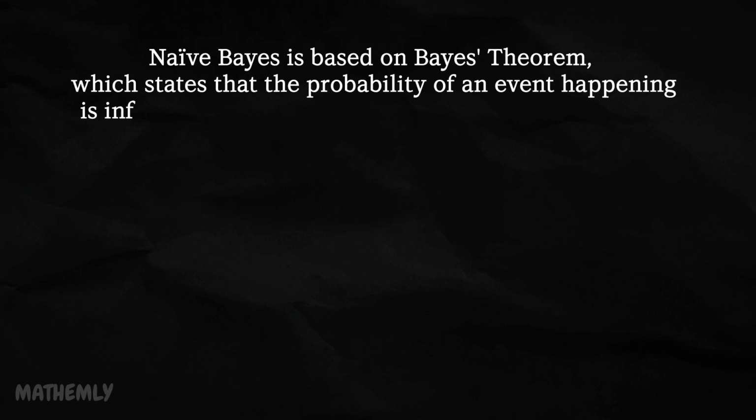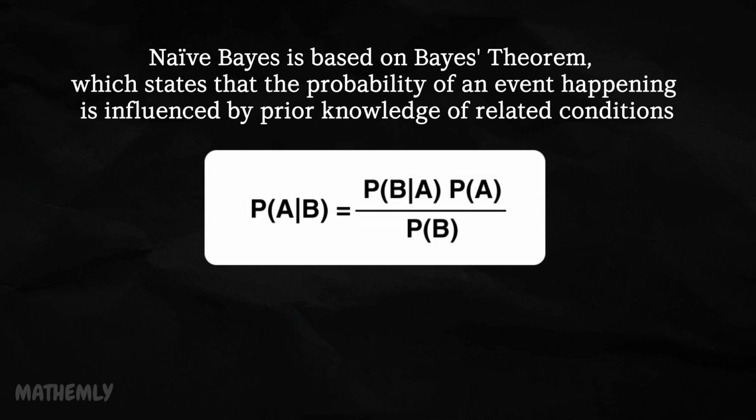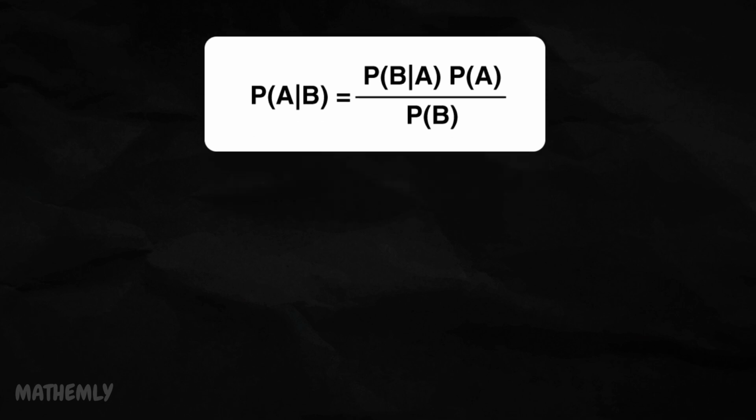Naive Bayes is based on the Bayes theorem, which states that the probability of an event happening is influenced by prior knowledge of related conditions. The formula looks like this. The probability of A given B is equal to the probability of B given A times the probability of A divided by the probability of B. Let's break this down into simple terms.